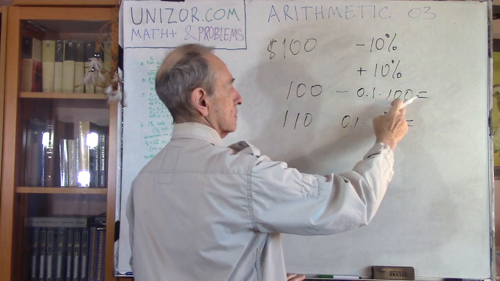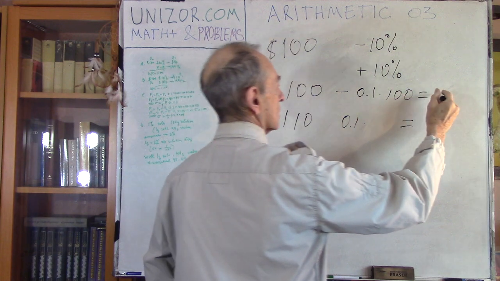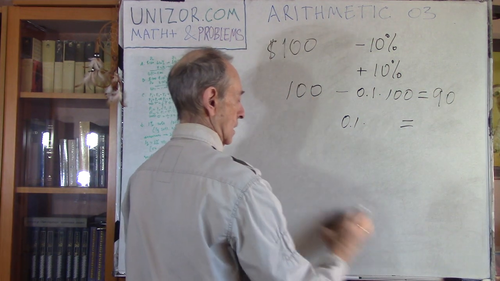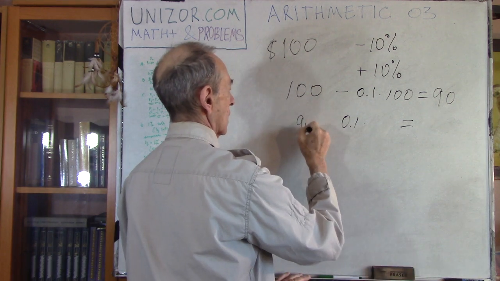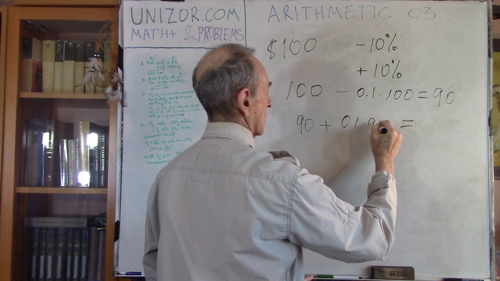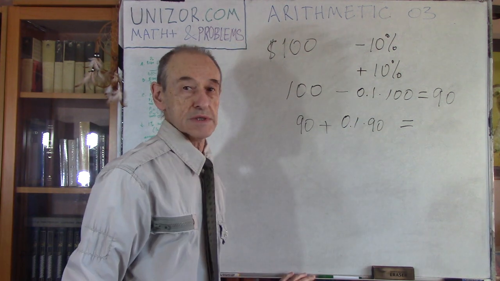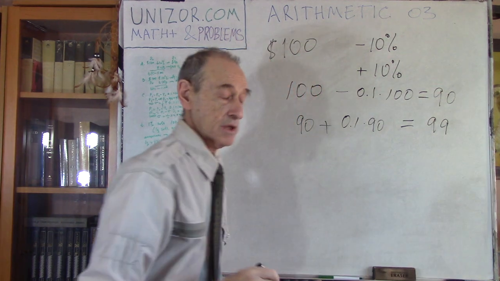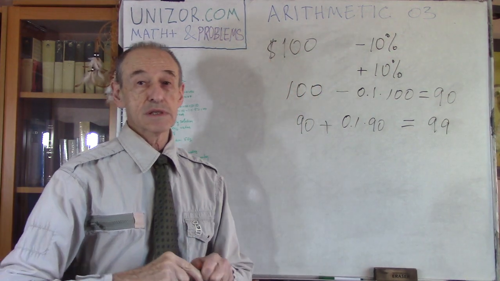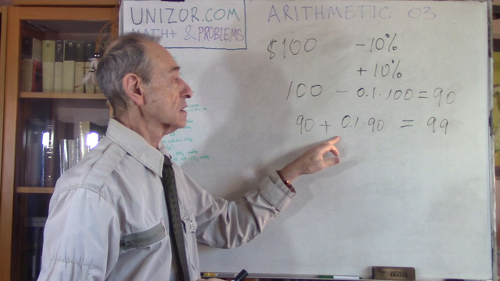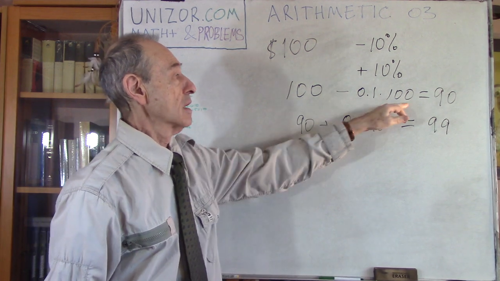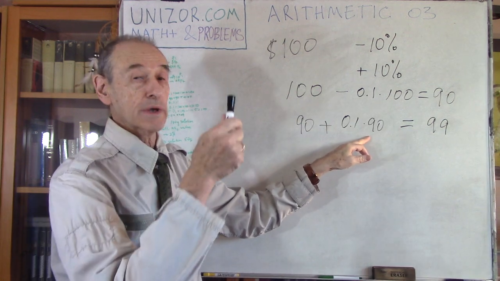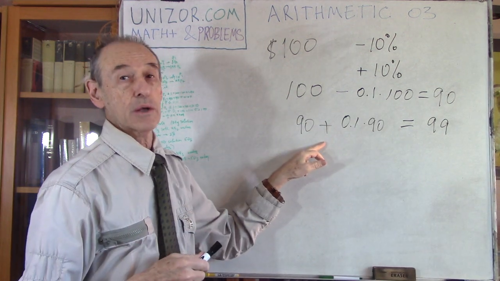Which will give me 100 minus 10, 90. And here we have 90 plus 1/10, 10% of 90, which is 9. And the result is the same, 99. And the reason is exactly the same, because we are increasing by 10% after the original amount was decreased. Which means, again, we are going up against a smaller amount.